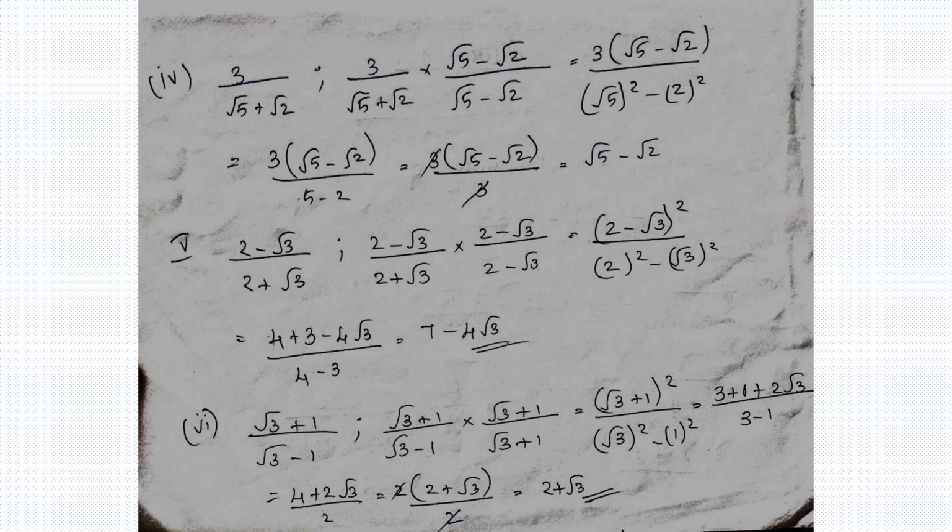Okay, sixth one, root 3 plus 1 by root 3 minus 1. We need to rationalize that one. While rationalizing, we'll get the form that numerator becomes root 3 plus 1 the whole square. It is in the form of a plus b the whole square, and the denominator as usual is in the form of a squared minus b squared. So final answer will be 2 plus root 3.